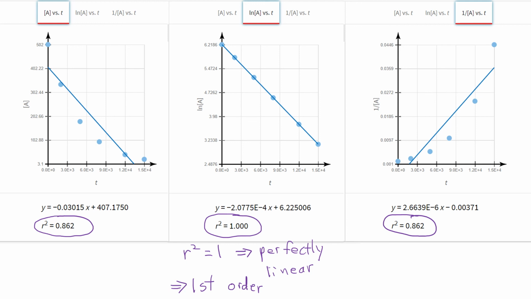And we can read the value of k by taking the absolute value of the slope. And so the slope is the number that's in front of x. And so k for this reaction will be 2.0775 times 10 to the negative 4.